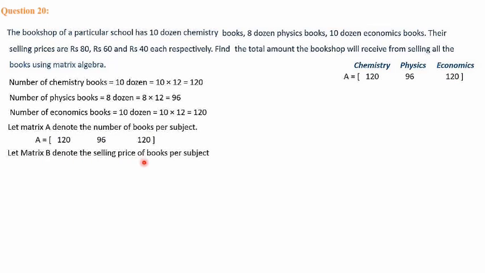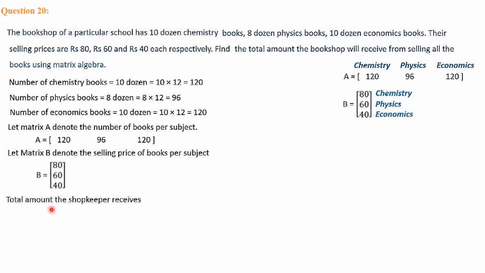Matrix B denotes the selling price of books per subject. Here the selling prices are given as rupees 80, rupees 60, rupees 40. We have to write it as a column matrix because the first one we have taken as a row. B is equal to the column matrix 80, 60 and 40. The first element 80 is for chemistry, the second element is for physics, and the third element is for economics, the same order as before. Make sure that if the first one is a row, the second one should be a column. If you reverse the order, it's not a matter.